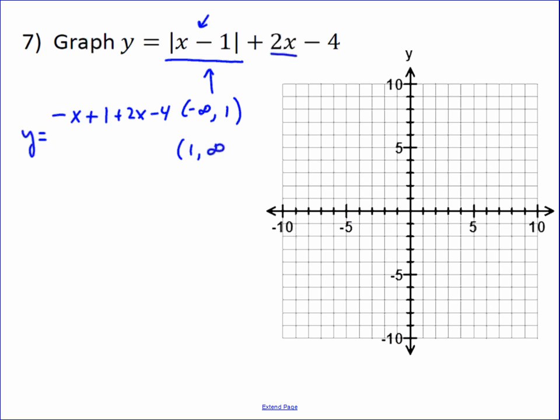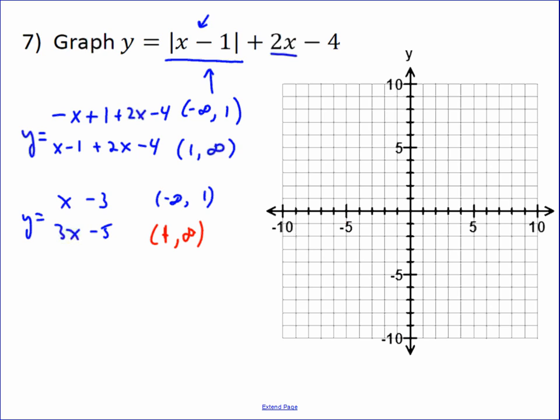And then for the second interval, inside that interval, the absolute value is always positive. And so it's just like the absolute value isn't even on there. And you get x minus 1 and then plus 2x minus 4. We simplify both of these and get x minus 3 for the top one. And for the bottom one, we get 3x minus 5. So what this means is that the first part of the graph, from -infinity to 1, is a line that has a slope of 1, and from 1 to infinity, the graph is a line that has a slope of 3.